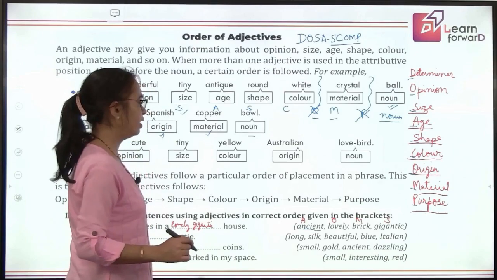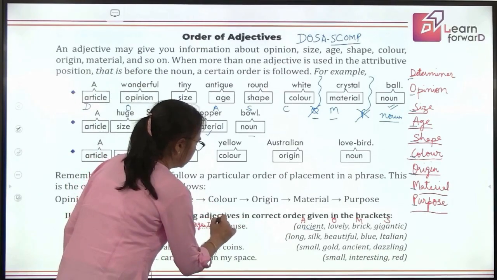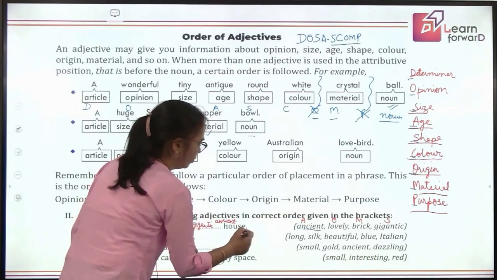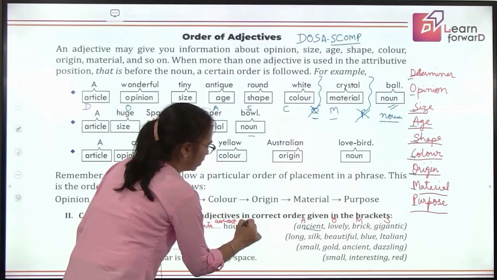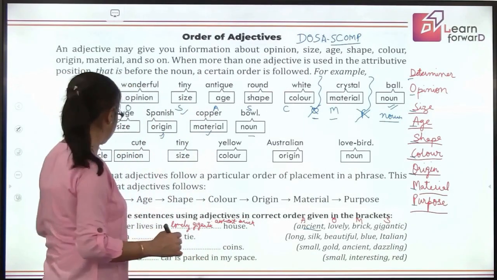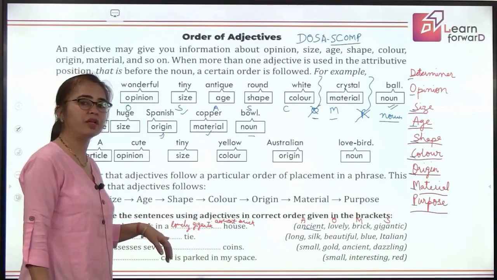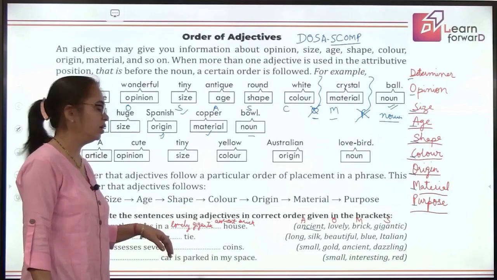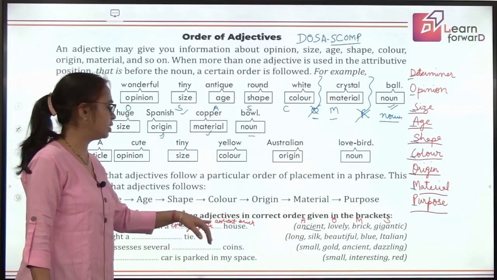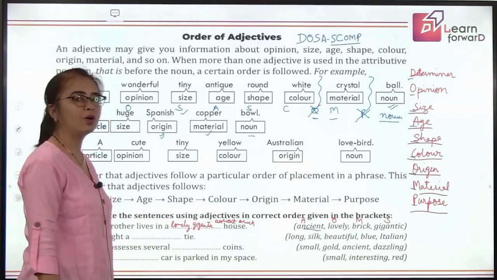Size. Then A is age. You'll give ancient. And then finally will come your material, brick. So your sentence with the perfect order of adjectives becomes: my brother lives in, see, is already given here, that is your determiner. So a lovely gigantic ancient brick house. This is how you are going to order.